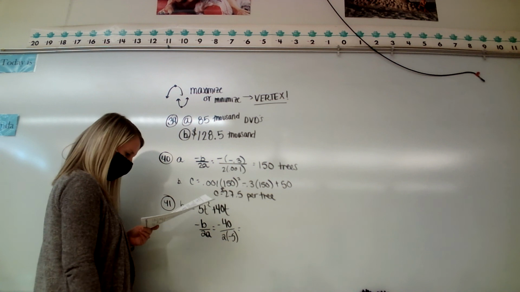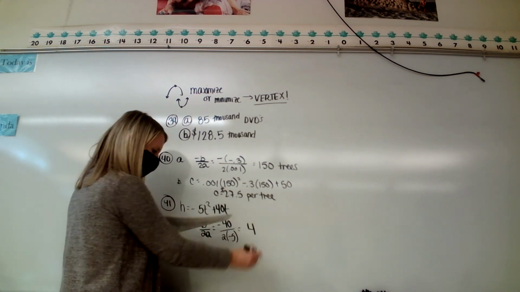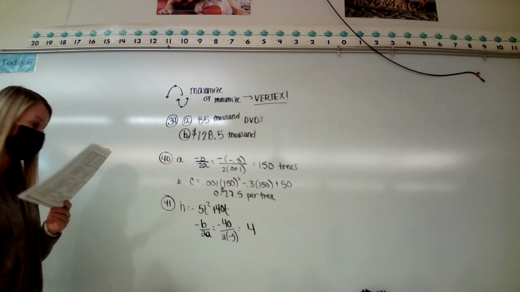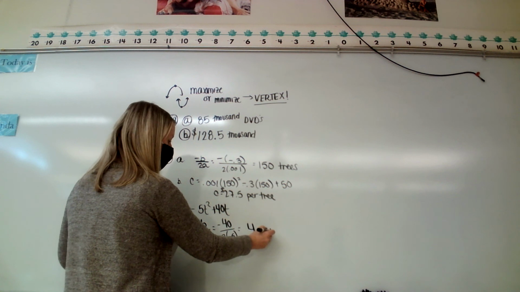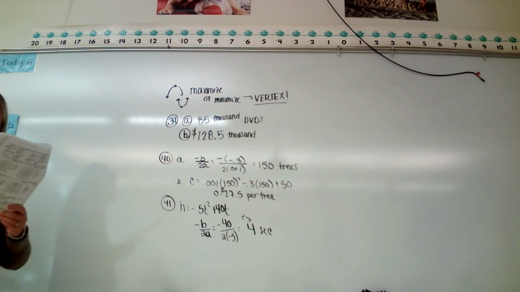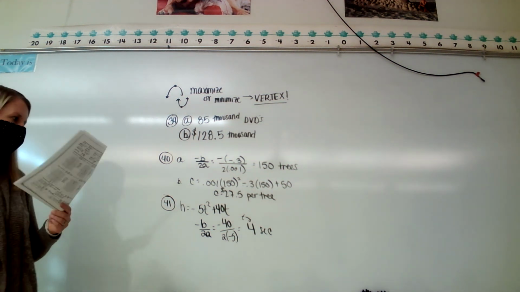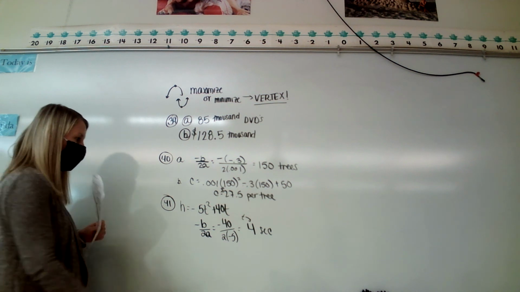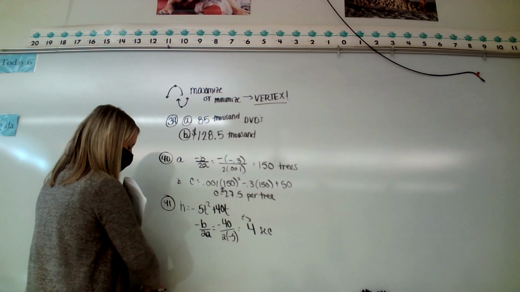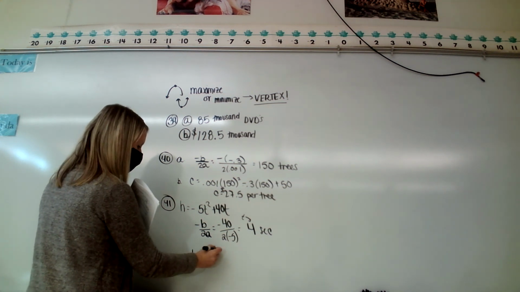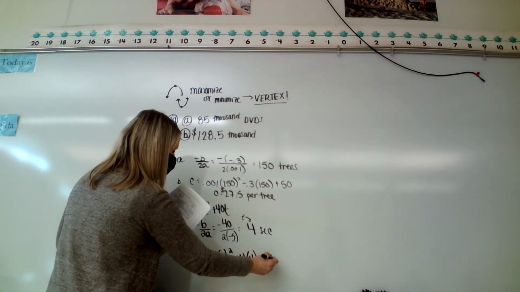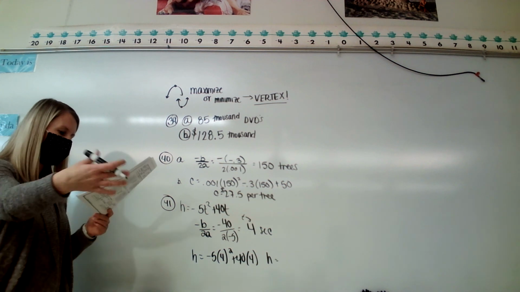Well, that would be negative 40 over negative 10, which comes out to 4. That represents time, so that would be 4 seconds. Make sure you know what it represents. Think about what the x is. The x is replaced with t, so that's time. And then we just throw that back in the equation to find h. H equals negative 5 times 4 squared plus 40 times 4, and the maximum height would be 80 feet.